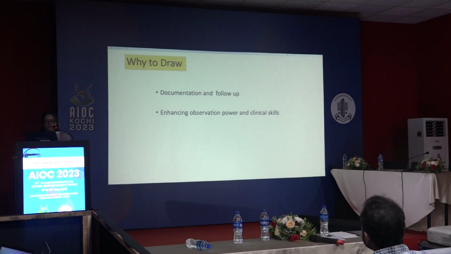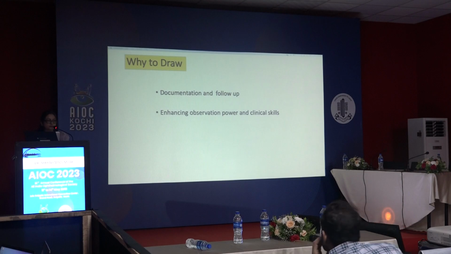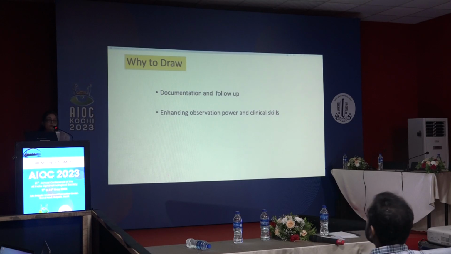Now again the question, why should we learn it? Because as a postgraduate student, whenever you get a case of corneal ulcer in your exam, you are supposed to draw. Second, when you go into private practice, suppose you don't have a slit lamp camera, and if you know which color is meant for what, you can draw it in a minute, and that will help you for documentation as well as to follow up your patient. Lastly, whenever you draw, you pay attention to details, and that will enhance your observation power and clinical skills.